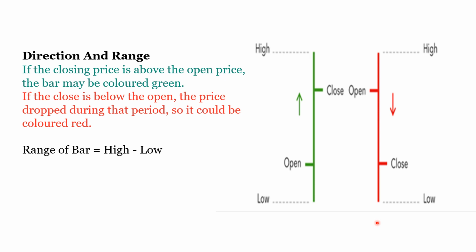The range of the bar is indicated by the locations of the top and the bottom of the vertical bar. The range is calculated by subtracting the low from the high. Range of bar equals high minus low.